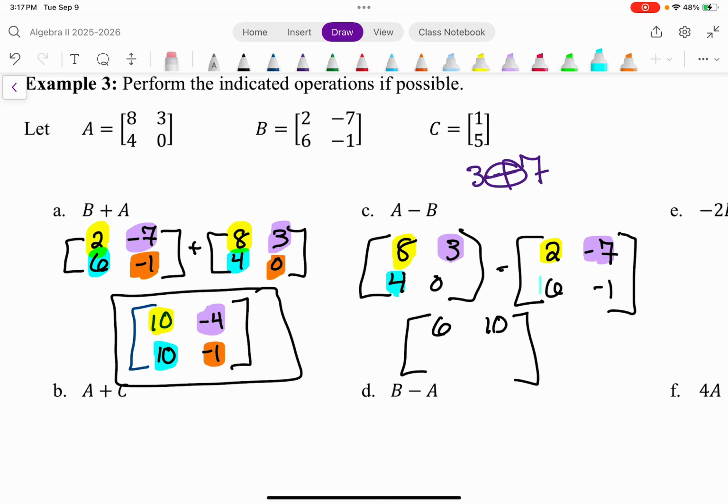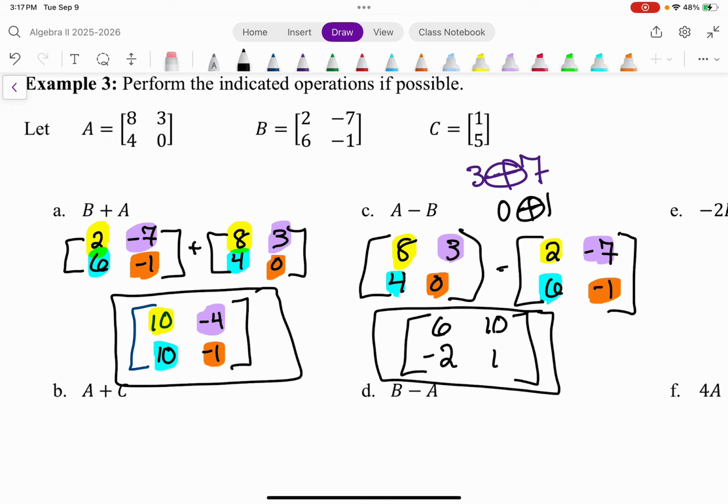Now we have 4 minus 6. That will be a -2. And lastly, 0 minus -1. And again, if it's helpful, you can write it off to the side so that you're not accidentally messing up with those double negatives. And that would be our final answer. 6, 10 on top, -2, 1 on the bottom.